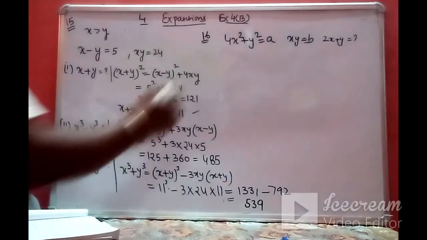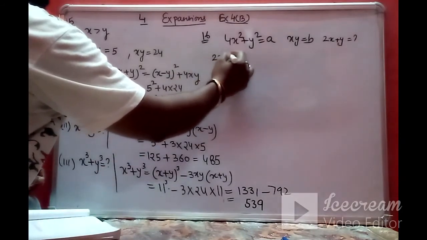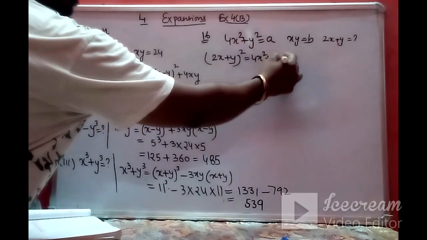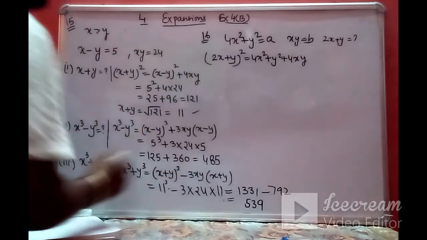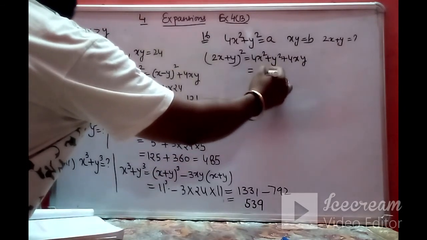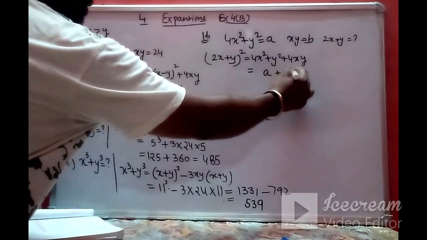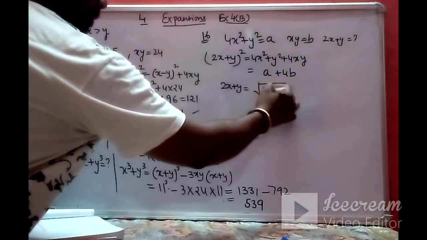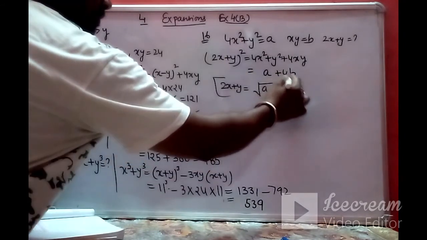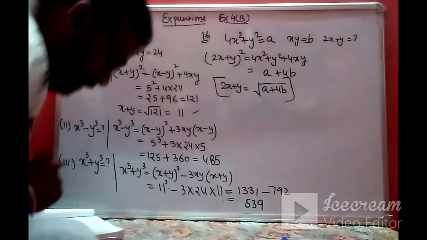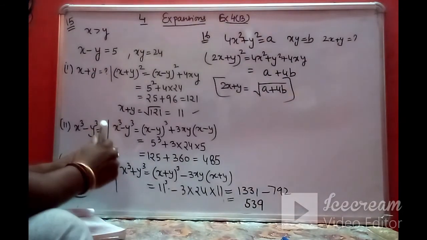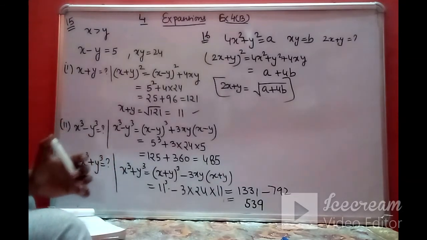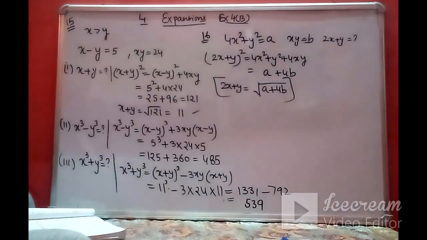So like we were solving, I will write the whole square formula of 2x plus y. That is 4x square plus y square plus 4xy. So this whole is a plus 4b. So what is 2x plus y? Square root of a plus 4b. You can see here the solution is very small. So just remember the formulas and all the identities so that you can solve the questions.